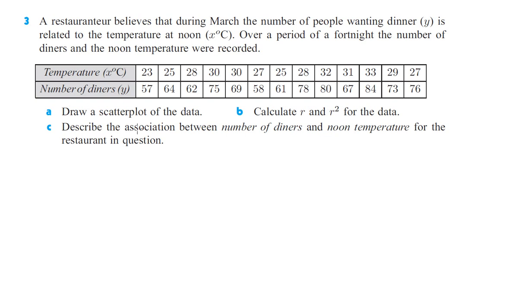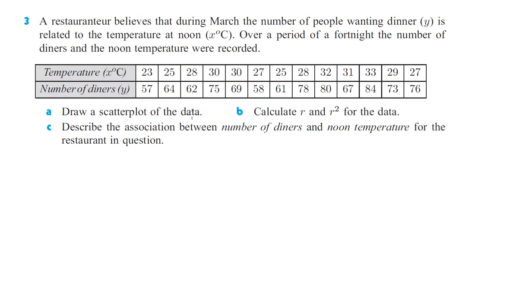Number 3, restaurateur believes that during March, the number of people wanting dinner, Y, is related to the temperature at noon, which is your X value in degrees Celsius. Over a period of a fortnight, the number of dinners and the noon temperature were recorded. Okay, so that's all the data.